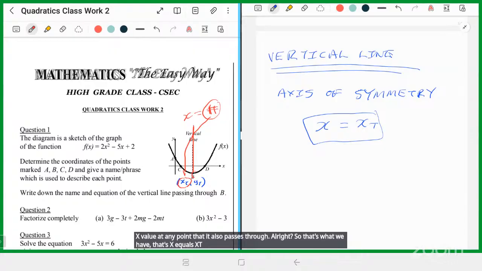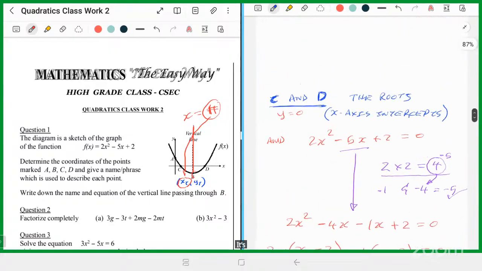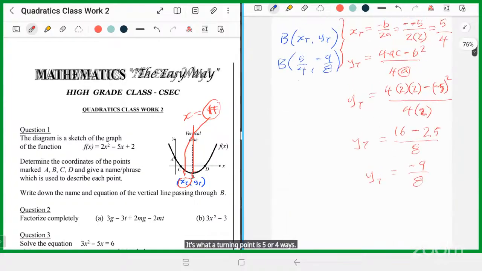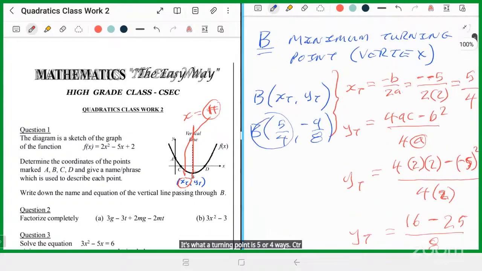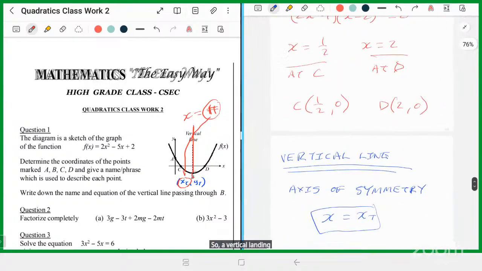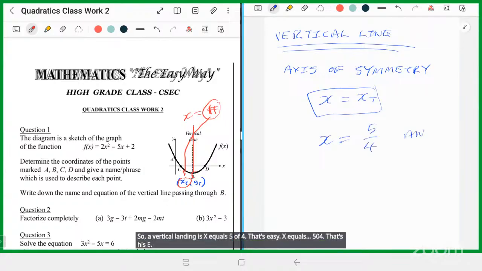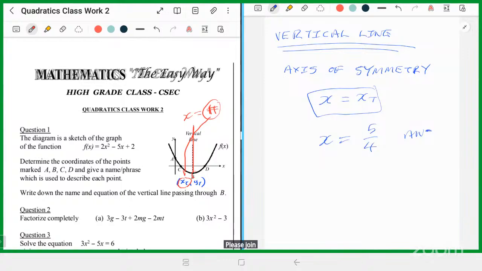And xt in this question was 5/4. X value at the turning point is 5/4. Where is it? See there? X value at the turning point B is 5/4. So a vertical line then is x equals 5/4. That is it. X equals 5/4. That is the equation of that vertical line, the axis of symmetry line. Very good.